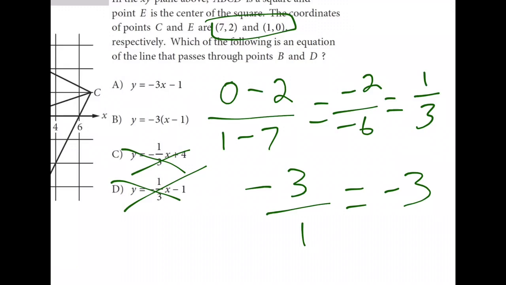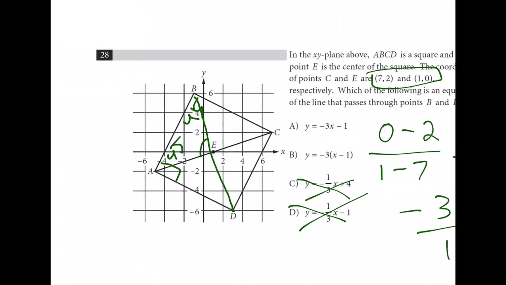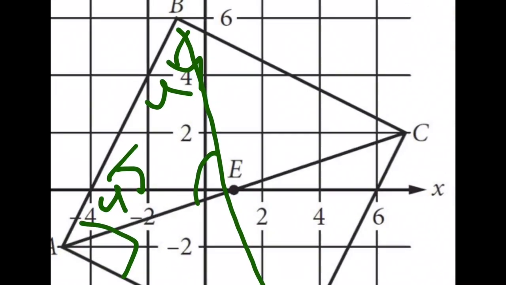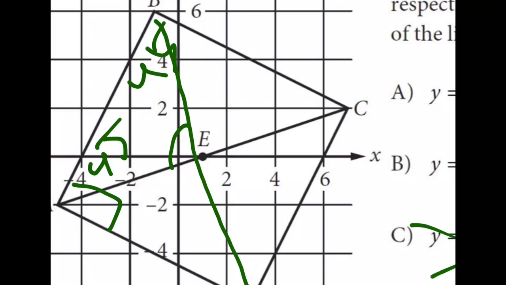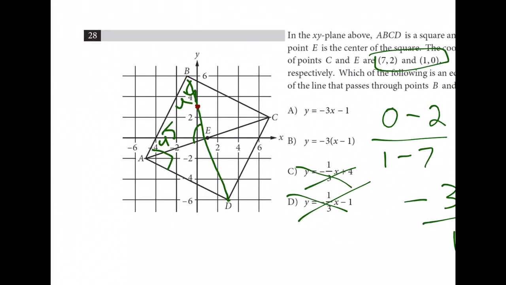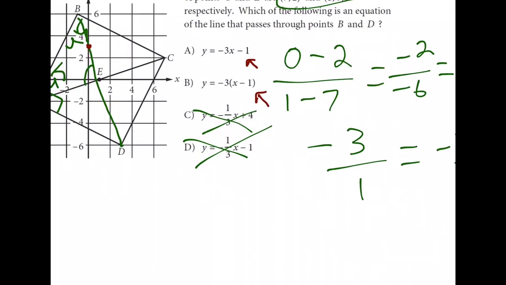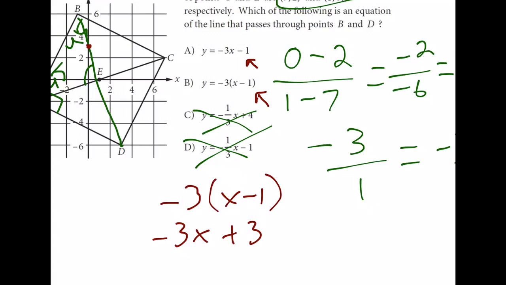Then we have to figure out our intercept. Well, if we look at this line, whereabouts does it cross the y-axis? And I would say somewhere around here, which is a positive 3. This b value is not a positive 3. And at a glance, this one might not look it either. But once we distribute, we get negative 3 times (x minus 1), which is negative 3x plus 3, because a negative times a negative is a positive. That's our right answer.